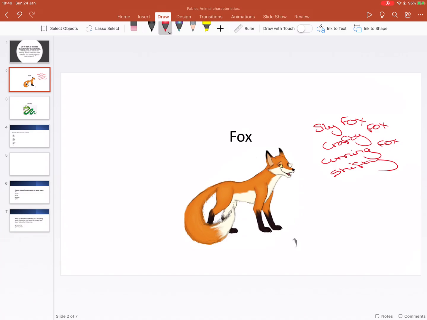I know there's other things. We can think he's hungry. A hungry fox. But that's the sort of things we all think of. Oh, the sly fox, a crafty fox, a cunning fox, a shifty fox. And that's the sort of words we use to describe the outside. But if we look at the inside of the fox, he's actually very, very clever.